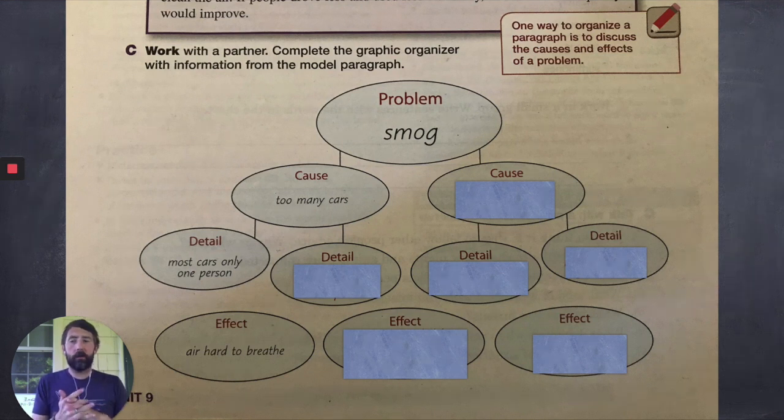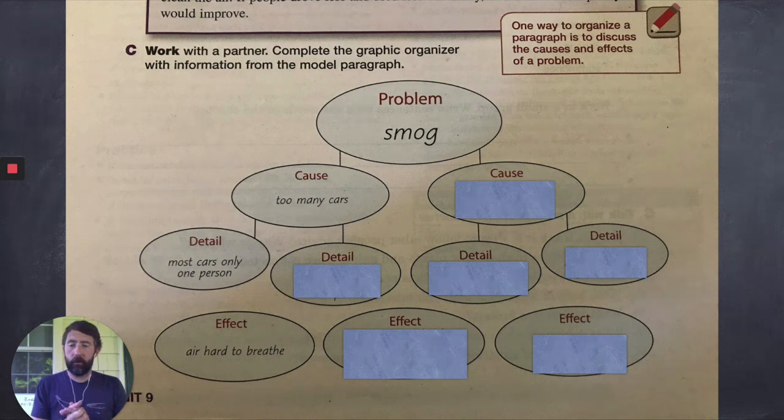If you think about the way the paragraph is organized, they have a cause and the details around that cause, the second cause, the details that tell more about that cause, and then they have the effects at the end of the paragraph. So we have one detail about the cause of too many cars: most cars only have one person.